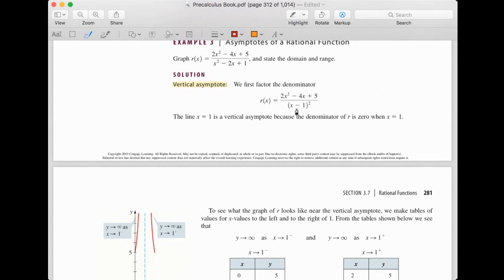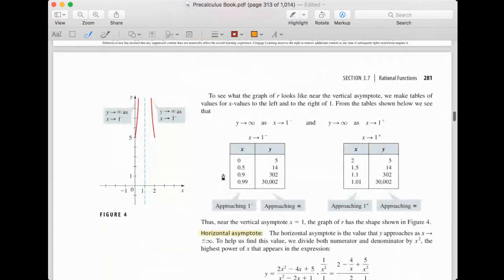But from here, we see 1 is not in the domain, right? Because x minus 1 equals 0. x cannot be 1. That's the domain. x can be any other real number but 1, because 1 minus 1 causes 0 in the denominator. Because x cannot be 1, x equals 1 creates a vertical asymptote. We write the vertical asymptote as a dotted line. The graph will be on both sides, but it will never cross this vertical asymptote because 1 is not in the domain of the function.